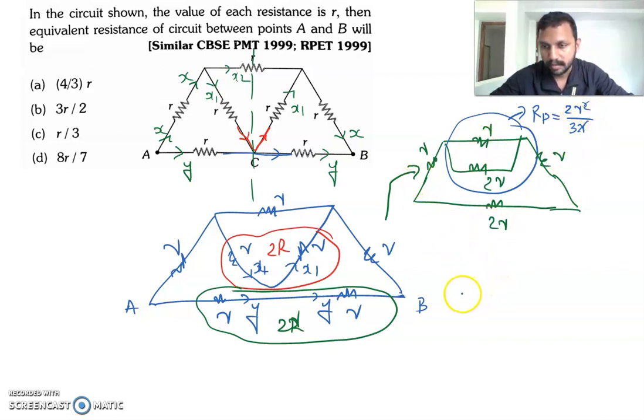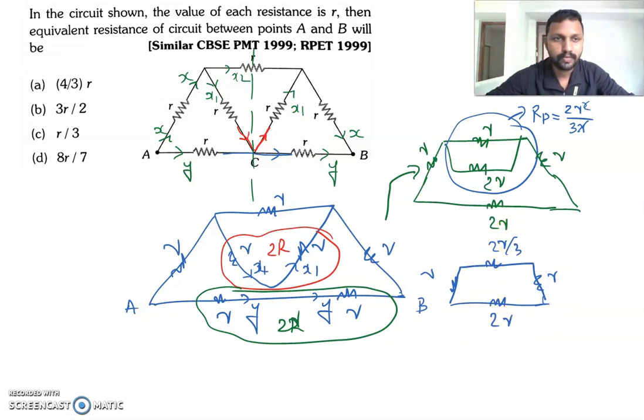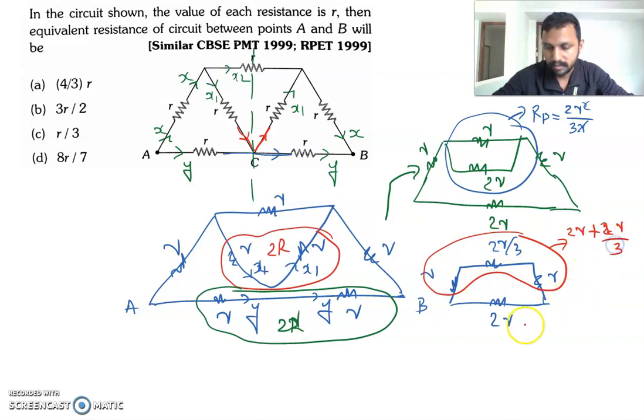Then I'll redraw it like this. This is our R, this is our 2R by 3, and this is our R. We are having a 2R here also. Then simplifying the series combination, this will be R plus R is 2R, 2R plus 2R by 3, and it will become what?